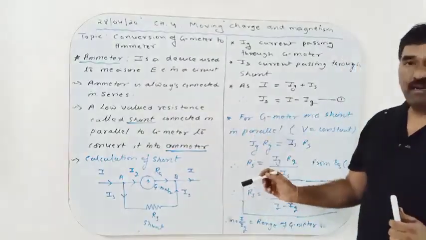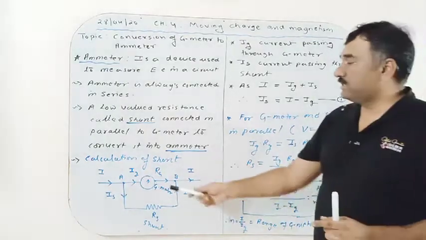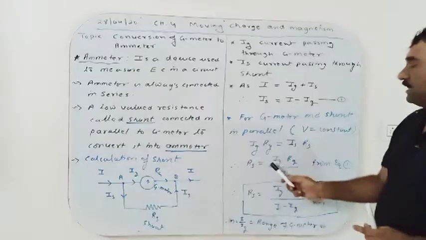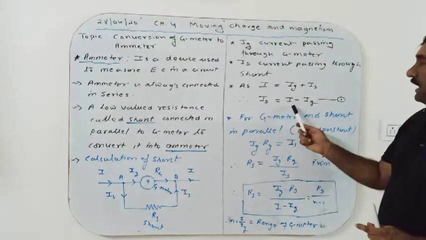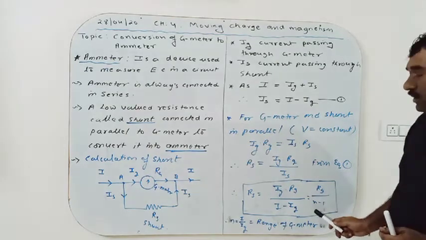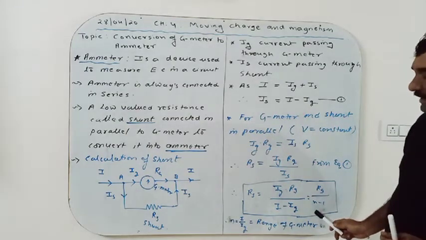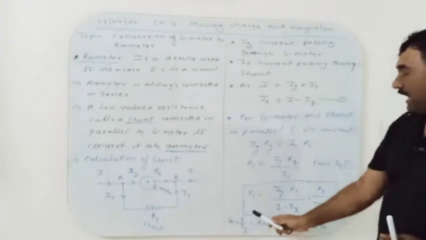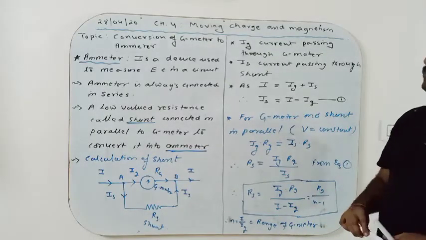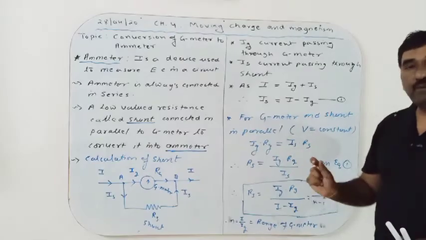Ig and Is is the electric current passing through galvanometer and shunt, and in parallel potential remains constant. Therefore Ig Rg is equal to Is Rs. So Rs is Ig into Rg upon Is. Is is I minus Ig, and we can also obtain the formula in terms of range, Rs is Rg upon n minus 1. And what is the value of n? n is I divided by Ig.